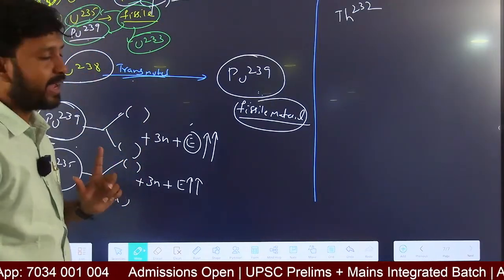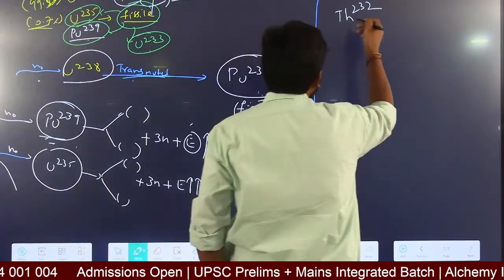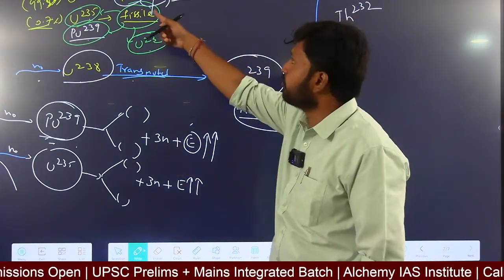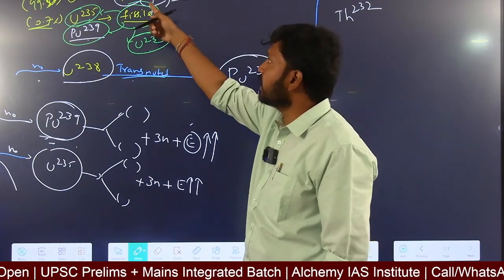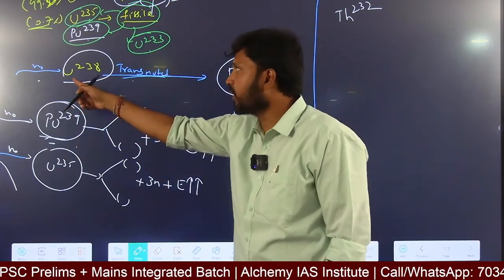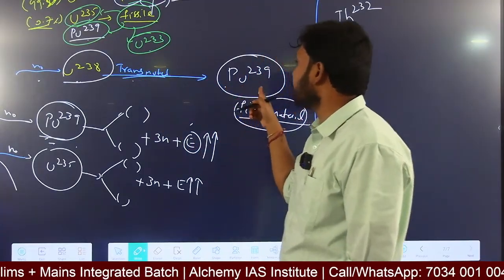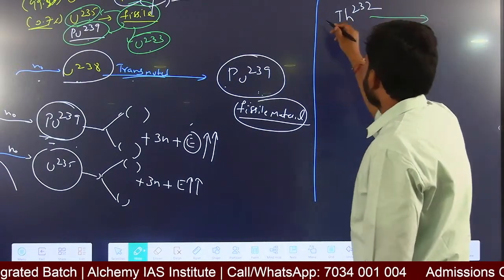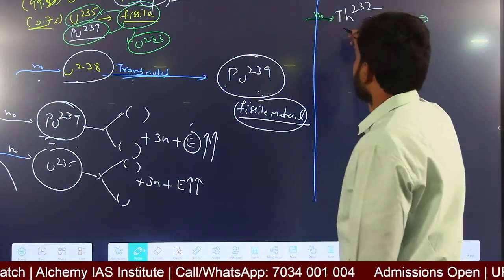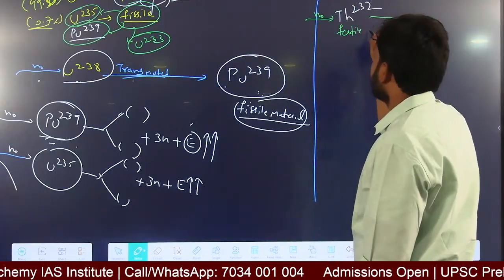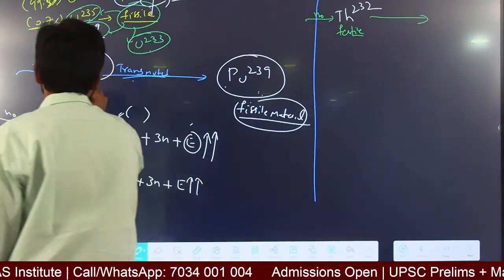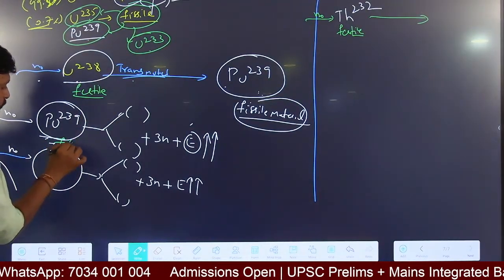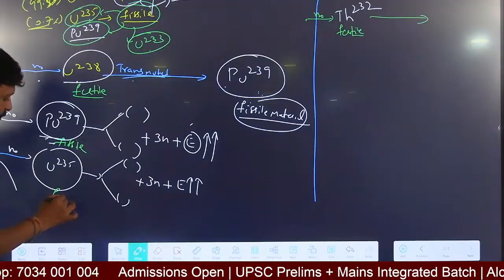uranium 238. So let me discuss this thorium 232. As we have seen, whenever a fertile material is bombarded with a neutron, what happens? It is converted or transmuted into some other element, right? Similarly, this thorium is a fertile material, I'll write here, fertile, and this one is fissile.